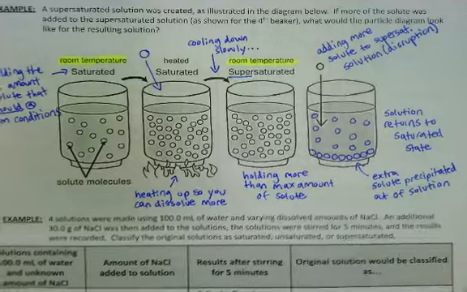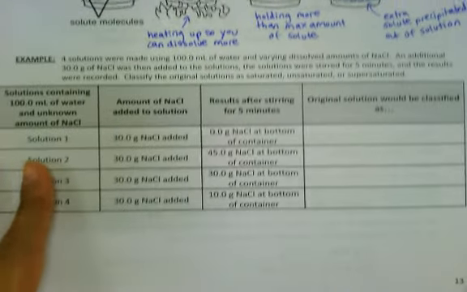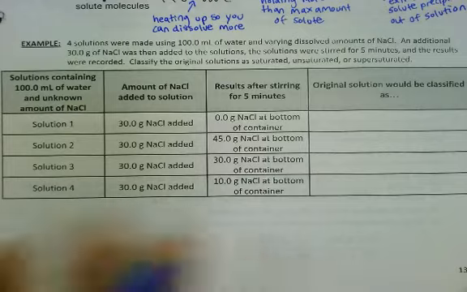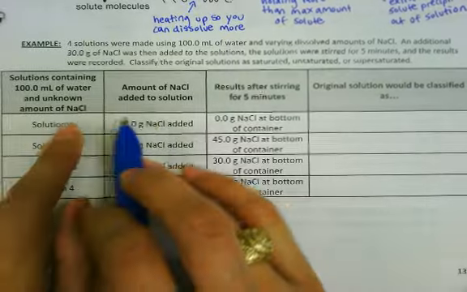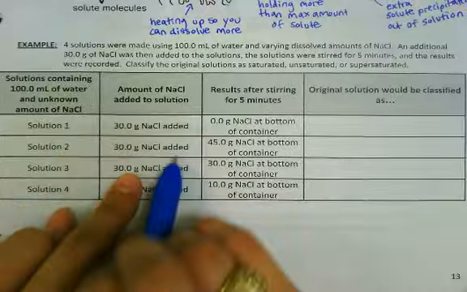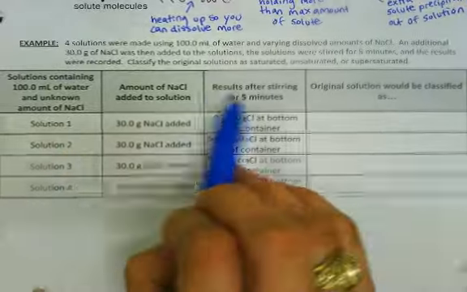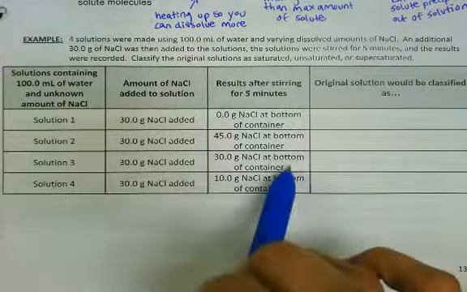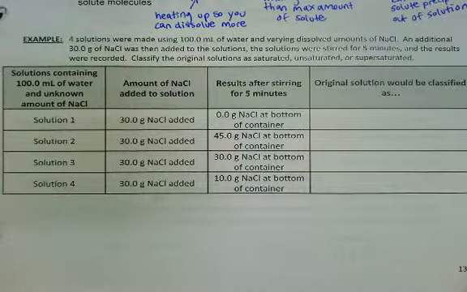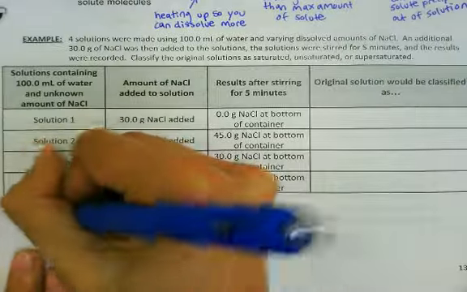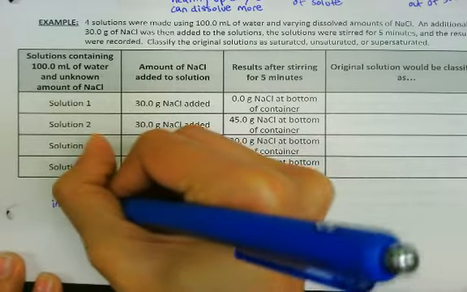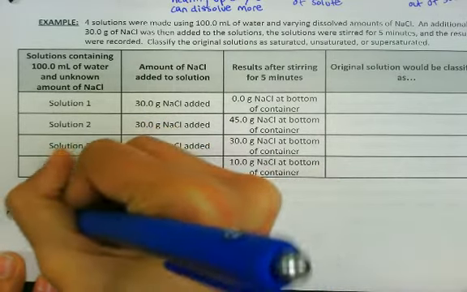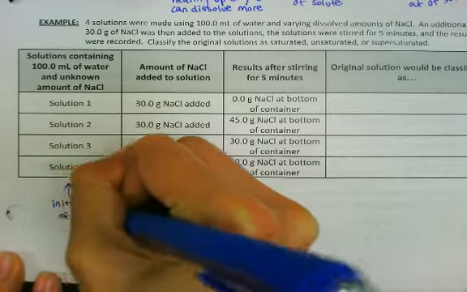So what we have down here, our next example, we have 4 different solutions of unknown concentration with varying amounts of NaCl. And then we add 30 grams of sodium chloride to each one of these unknown solutions. We stir for 5 minutes, and then we observe the amount of solute at the bottom after 5 minutes. So again, these are our initial solutions of unknown concentration.